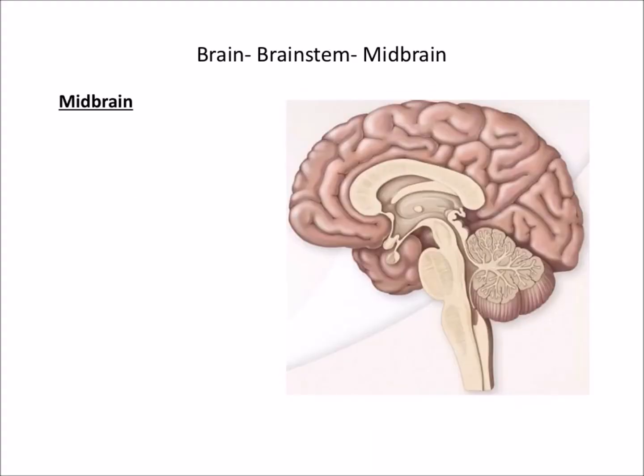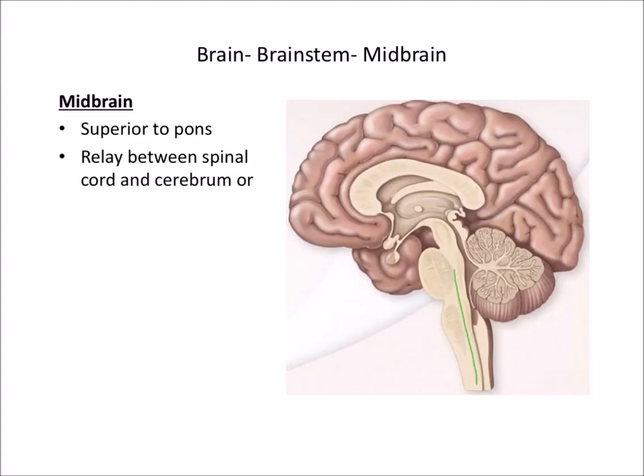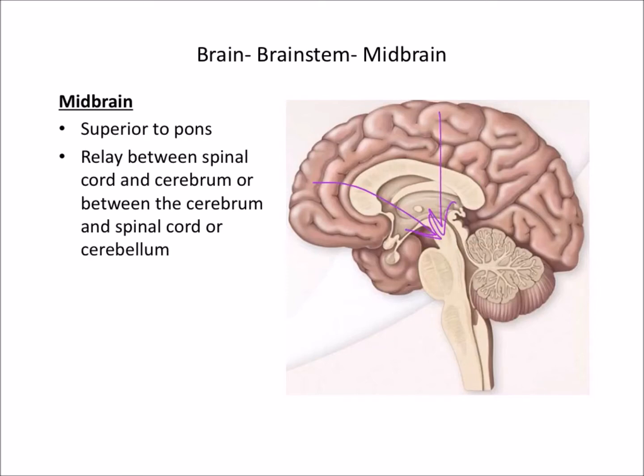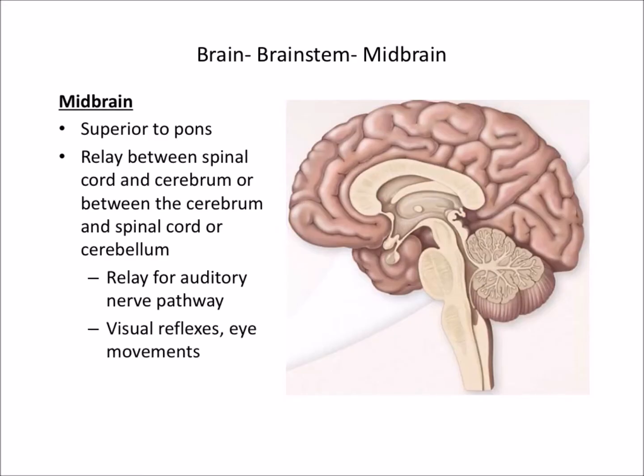The first part of the brainstem that we're going to talk about is the midbrain. The midbrain is superior to the pons. It acts as a relay between the spinal cord and cerebrum, or acts like a relay between the cerebrum and spinal cord, or cerebellum. The midbrain is also a relay for the auditory nerve pathway and controls visual reflexes and certain eye movements.